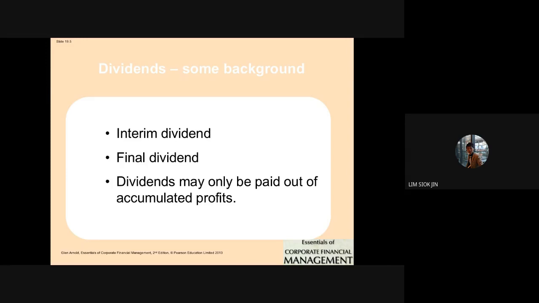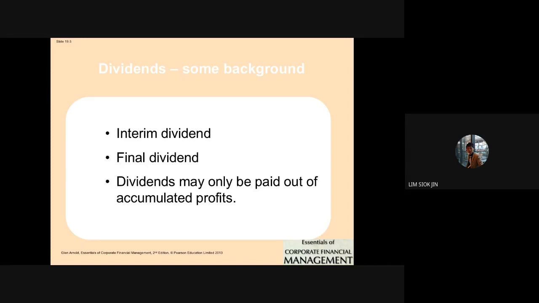So let's say last year they make 1 million. So this year, this 1 million will be split into 4 times. So every 3 months, they will pay 250,000. Right? 4 times in this 1 year. So 1 quarter, 250,000. It can be paid in an interim method, or alternatively, it can be paid in a final dividend method.